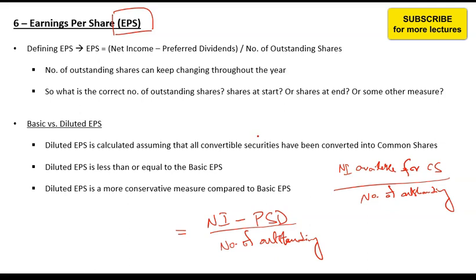Now next question is that what should be this number of outstanding shares? Should this number of outstanding shares be the number of outstanding shares at the start of the period, or should it be at the end of the period, or should it be at the middle of the period, or should it be at something else? So how do you calculate this number of outstanding shares? Which number should be used? So what do you think, which number should be used? At the start, at the end of the year, and at the end. But we do not use the number of outstanding shares at the end.